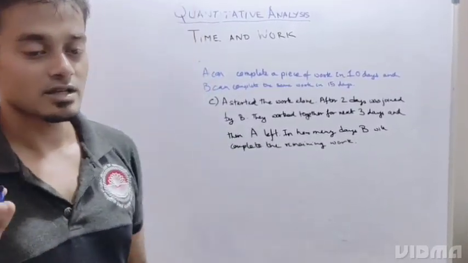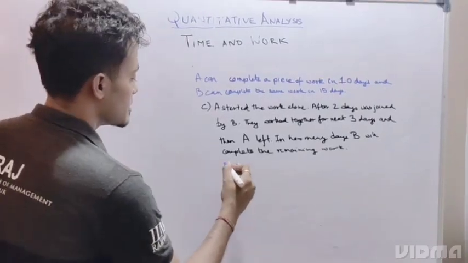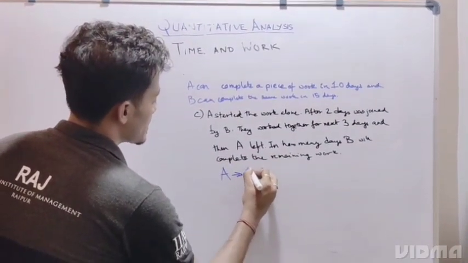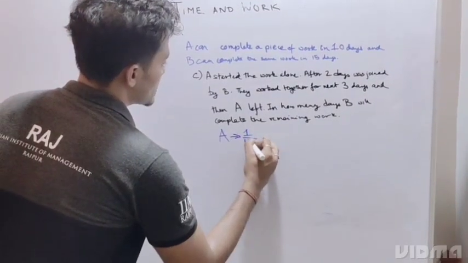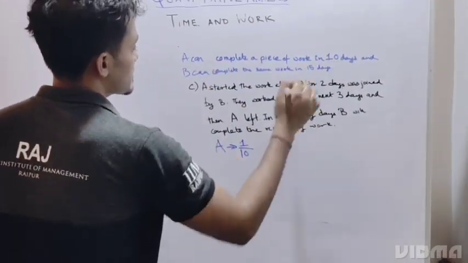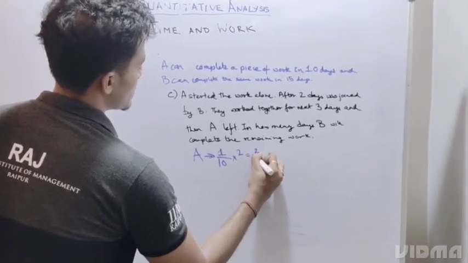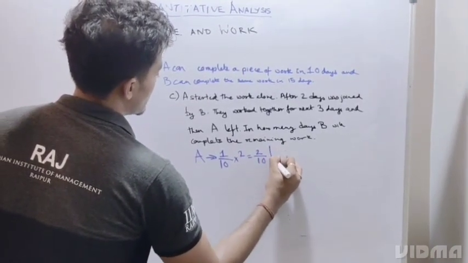So what are the data given to us? A in one day can work 1/10. It's given A 10 days, 1/10. So in 2 days he will be working 2/10.